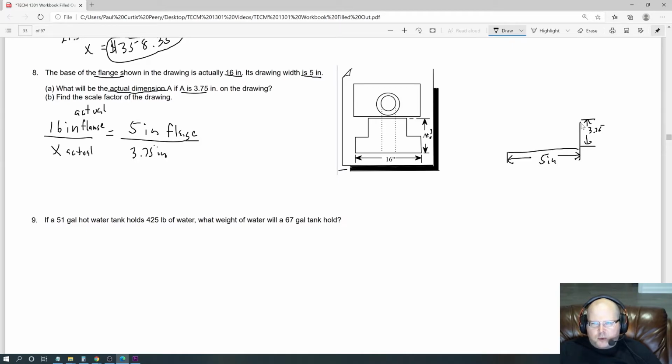So when we're setting up proportions, these are going to match, right? The 16 there, and I put it on top, and the 5 inches here, and I also put it on top on the other side, okay?